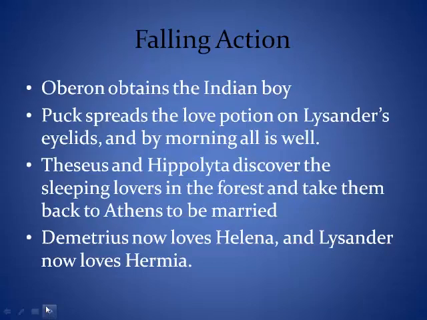The falling action. Oberon obtains the Indian boy while Titania is under the spell of the love potion. Puck spreads the love potion on Lysander's eyelids, and by morning all is well. Theseus and Hippolyta discover the sleeping lovers in the forest and take them back to Athens to be married. Demetrius now loves Helena and Lysander now loves Hermia.